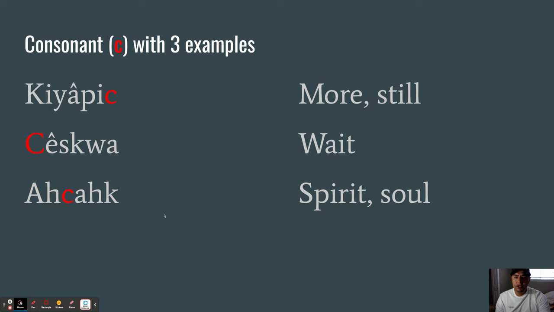Consonant C with 3 examples. Kia pitch, kia pitch, more or still. Chishqua, chishqua, wait. Achak, achak, spirit or soul.